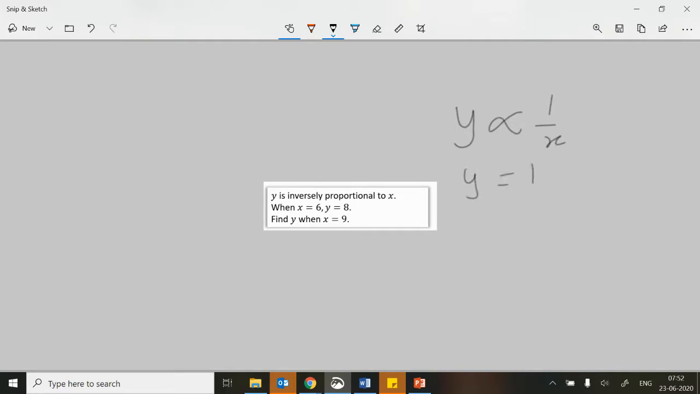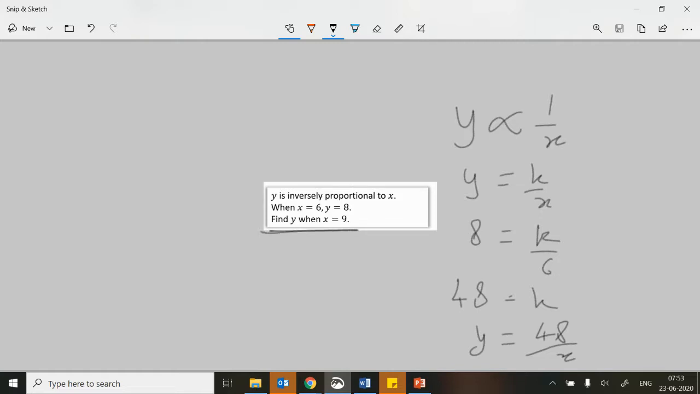So y equals k over x. We'll substitute in our coordinates: 8 and 6, so 8 equals k over 6, and 8 times 6 is 48, so that's equal to k. And now we need to set up our formula again. Okay, so there we go, y equals 48 over x.